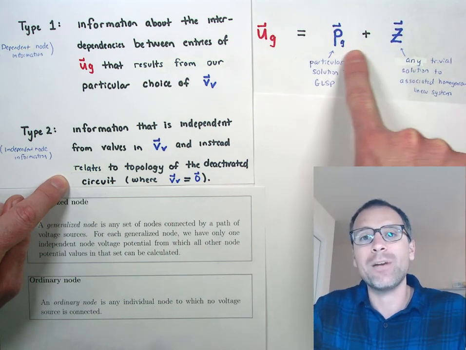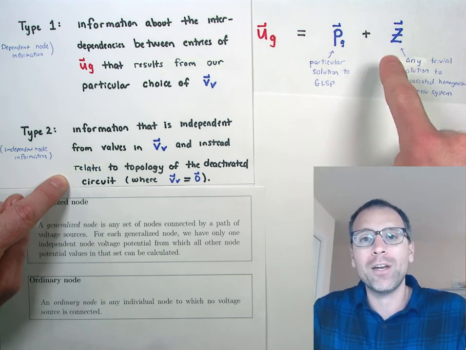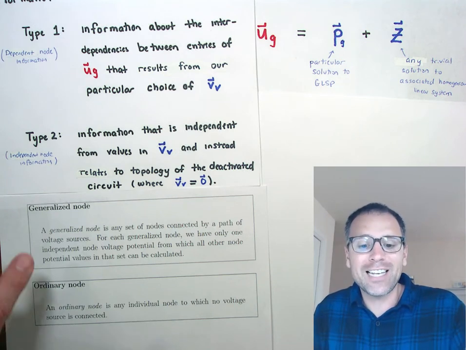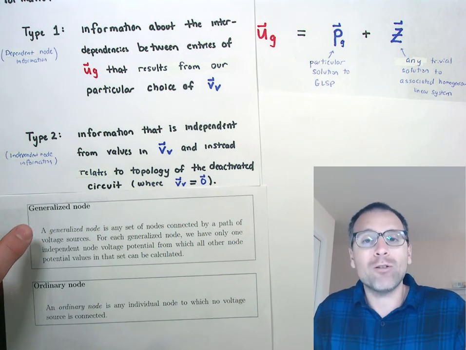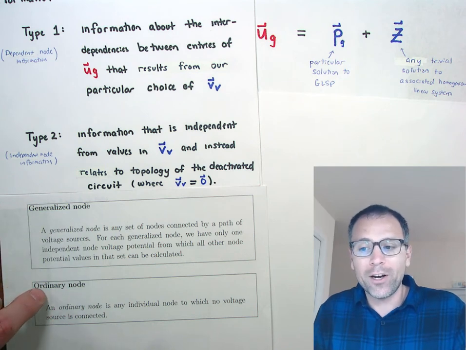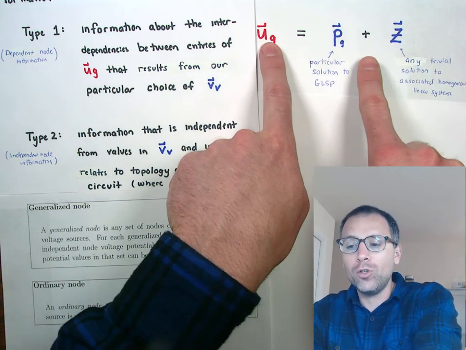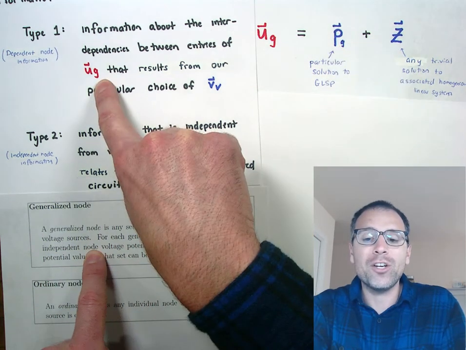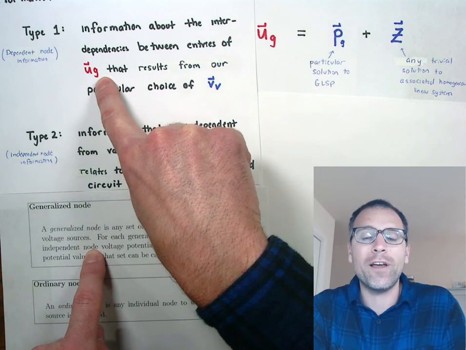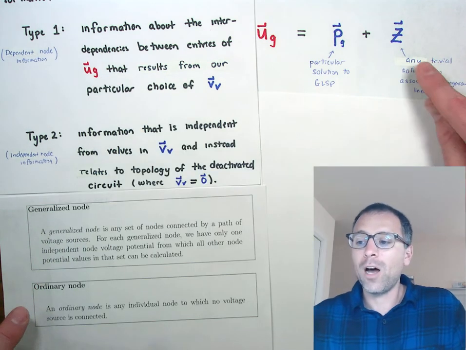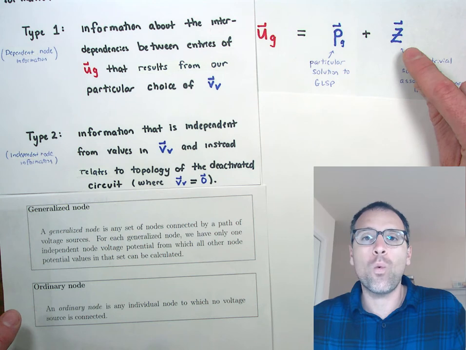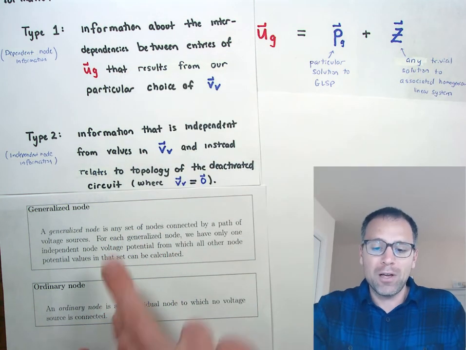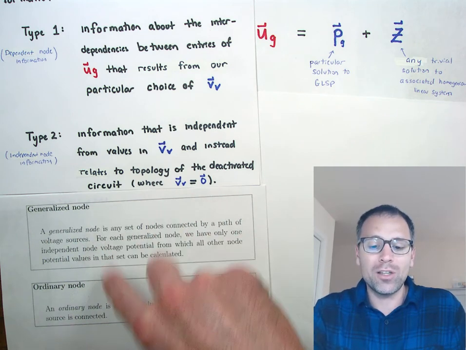And that's exactly what's happening here in the structure of the template for complete solutions to my general linear systems problem. It's not a coincidence that step 6 is asking us to capture information about generalized nodes and ordinary nodes, and that when we look at the solution to our general linear systems problems, we have particular solutions giving us information about interdependencies of the individual variables within that vector, and then we have some other information about connectivity once we've deactivated the circuit. Now, the claim is these two types of information don't really map exactly onto these two types of nodes.